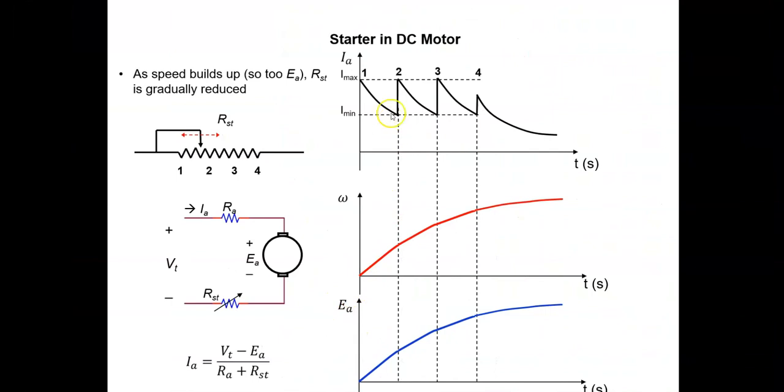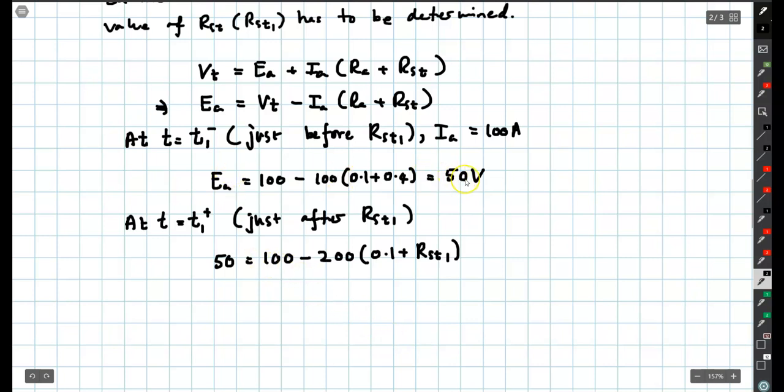If you recall, before and after the switch is moved to a new position, the speed as well as the back EMF is going to be the same. So 50 volt here is before RST1, and 50 volt here is just after RST1, which means that from here you can calculate the value of RST1 as equal to 50 over 200 minus 0.1, which is equal to 0.15 ohm. So the new value of the starter resistance is 0.15 ohm to limit the current to 200 ampere.